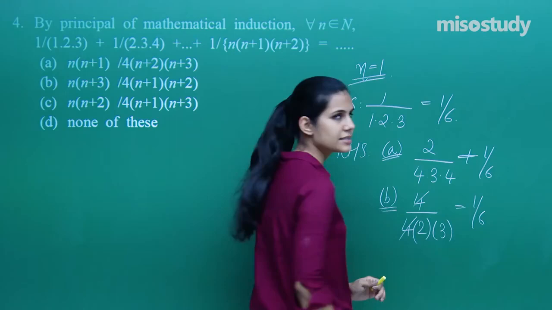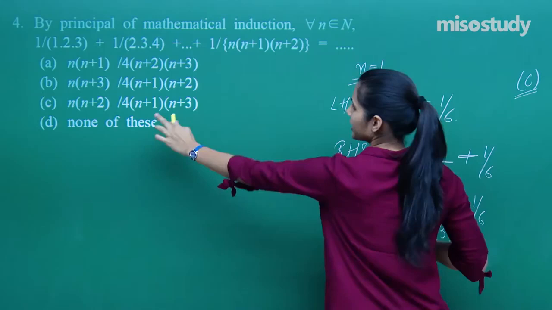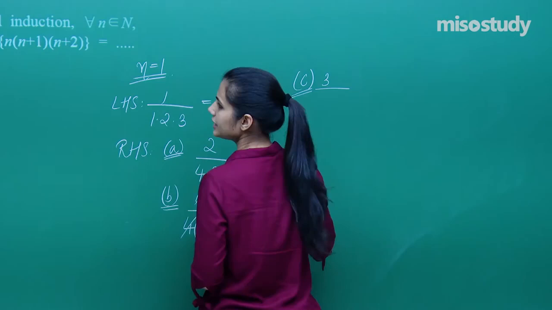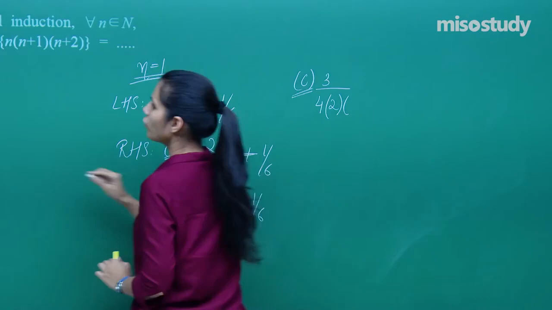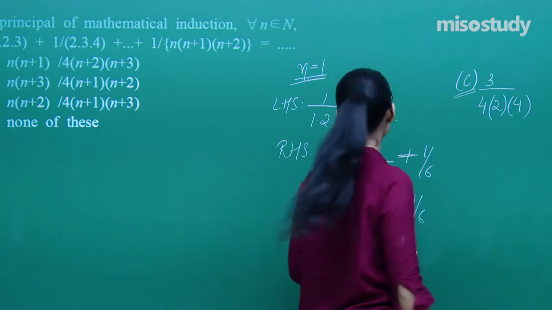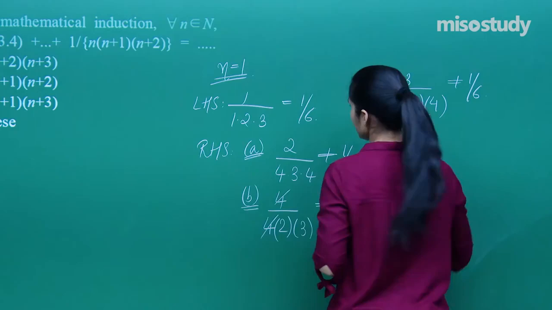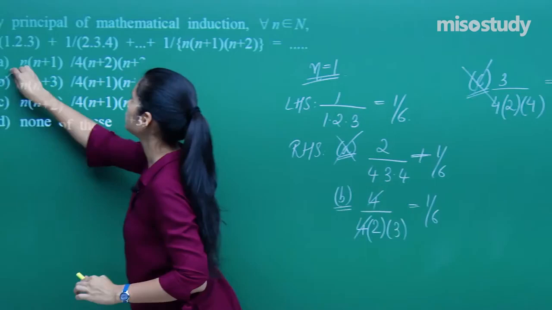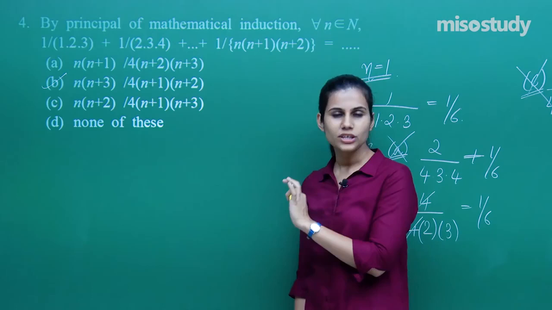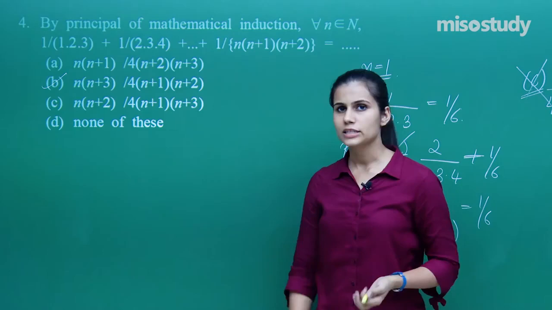If I put C, then I am getting n into n plus 2. That means 1 into 1 plus 2, that is 3, upon 4 into 2 into 4. This is again not equal to 1 by 6. 3 plus 1 is 4, 1 plus 1 is 2. This is not equal to 1 by 6. And therefore, RHS cannot be A, RHS cannot be C, RHS has to be equal to B. Right? So this is how you can check. You don't need to actually carry out the entire induction process to find out what it is equal to. For different values of n, you can get sorted out answers that can help you to chuck out the other options and hence take the right one.